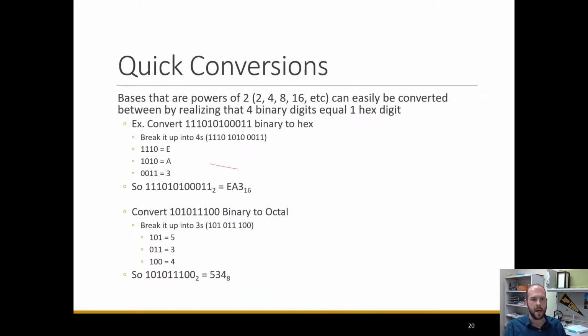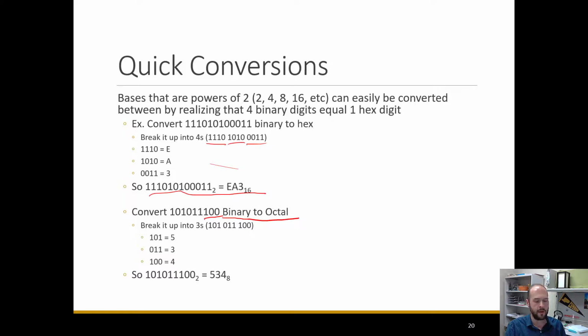So to go from binary to hex, you just start at the right-hand side and break it up into groups of 4. So 1100, which would be a 3, and then 1010, which would be an A, and then 1110, which would be an E. That gives you the hexadecimal, just by breaking this binary up into groups of 4, starting at the right. To go from binary to octal, every 3 binary digits, not 4, is 1 octal digit. So if you want to go binary to octal, just break it up into 3s. And the same applies in the other direction.